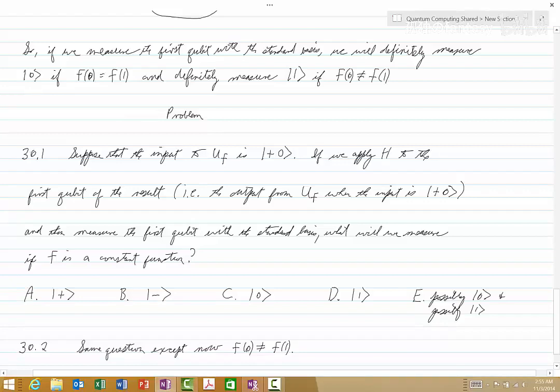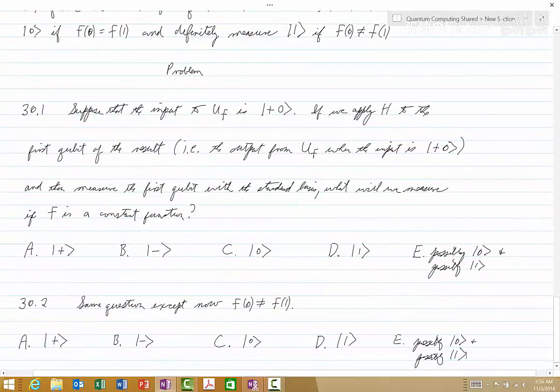Now, if we apply H to the first qubit of this result, and then measure the first qubit with the standard basis, what will we measure if f is a constant function? Will we definitely measure plus, definitely measure minus, definitely measure 0, definitely measure 1, or will we be in a situation where we might measure 0 and we might also measure 1?